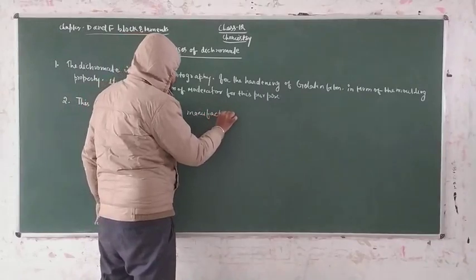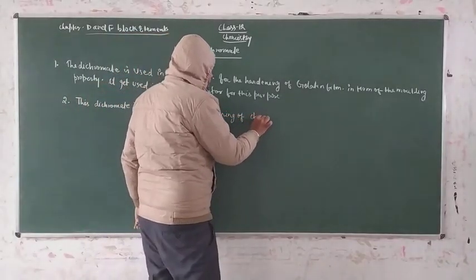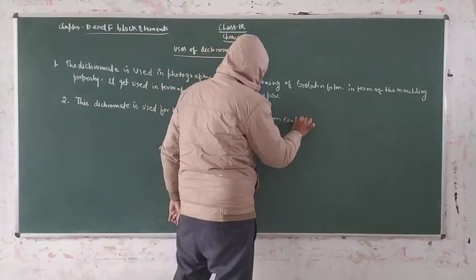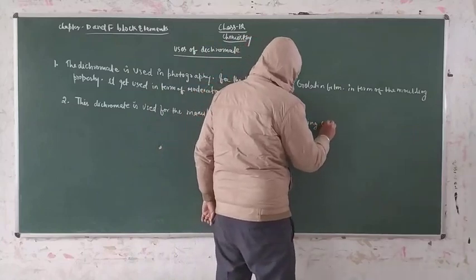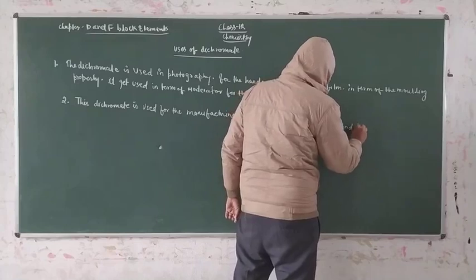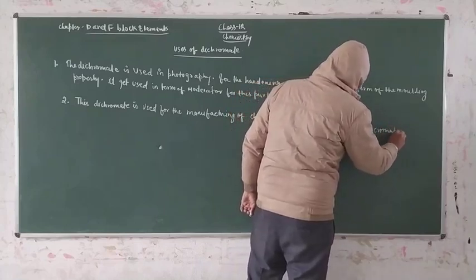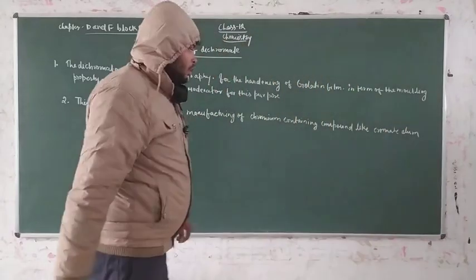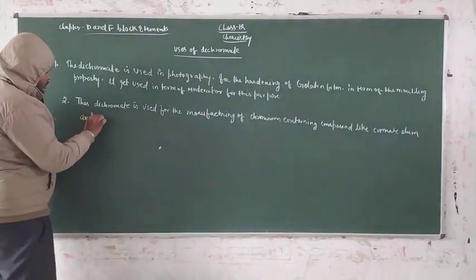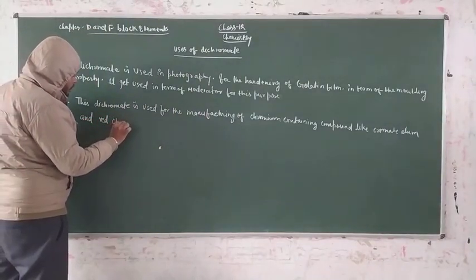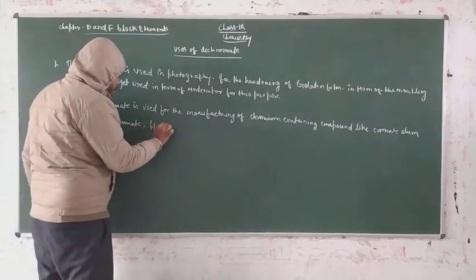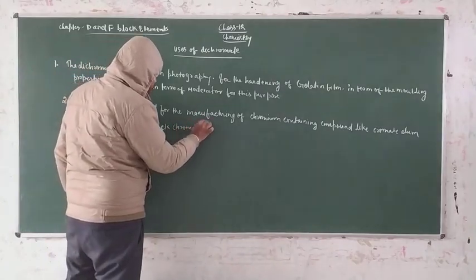Second one is this dichromate is used for the manufacturing of chromium containing compounds like chrome alum, chrome red, chrome black, etc.